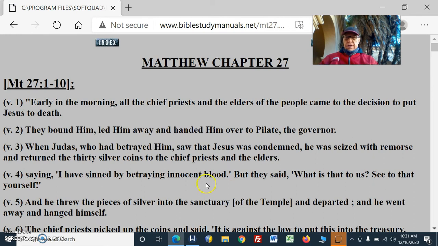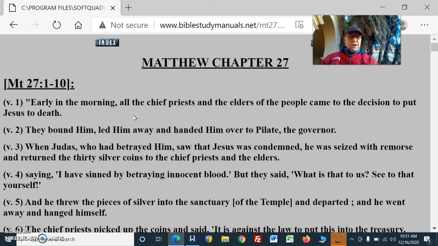All right. Matthew 27:1-10. Early in the morning, all the chief priests and the elders of the people came to the decision to put Jesus to death. They bound him, led him away, and handed him over to Pilate, the governor. When Judas, who had betrayed him, saw that Jesus was condemned, he was seized with remorse and returned the 30 silver coins to the chief priests and the elders, saying, "I have sinned by betraying innocent blood."